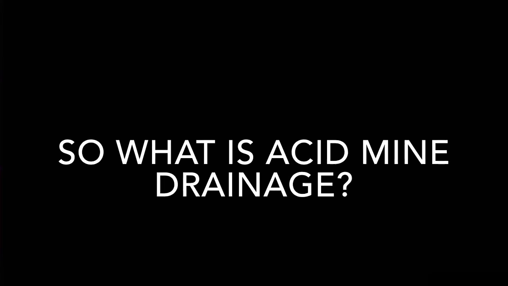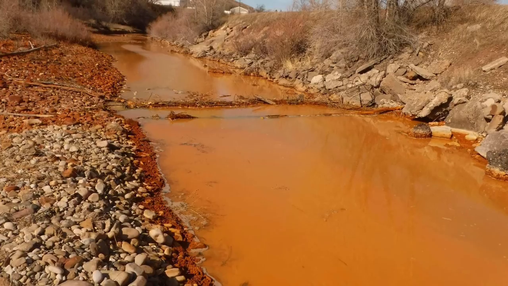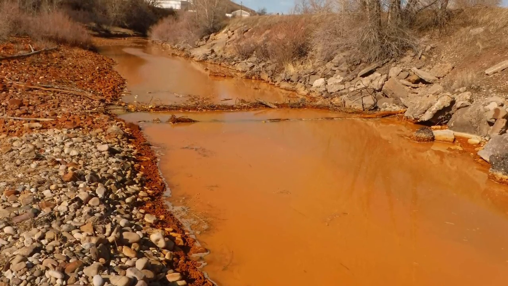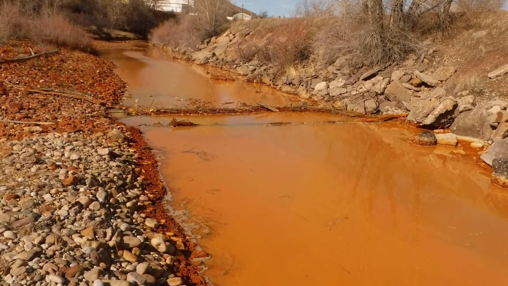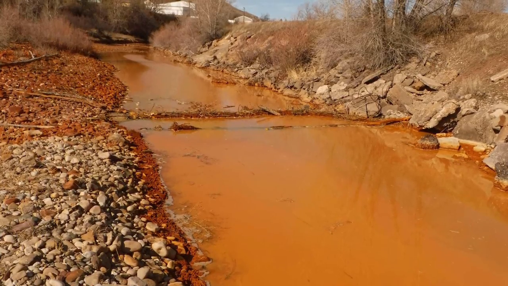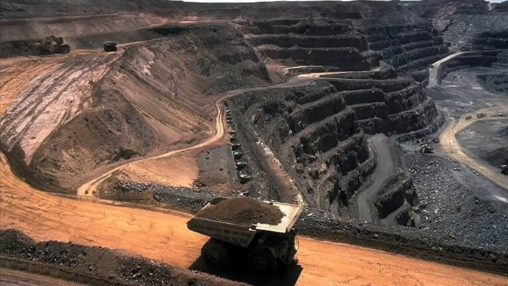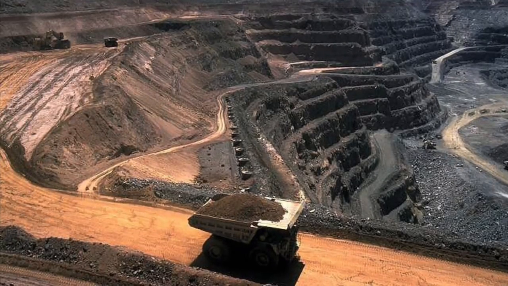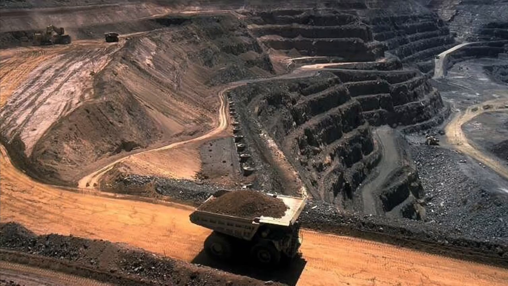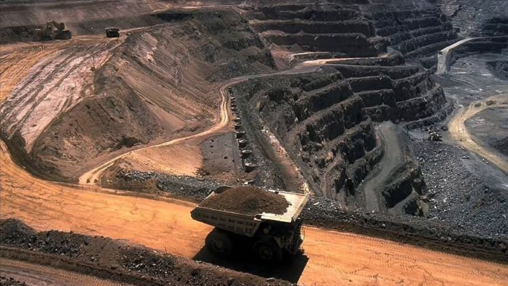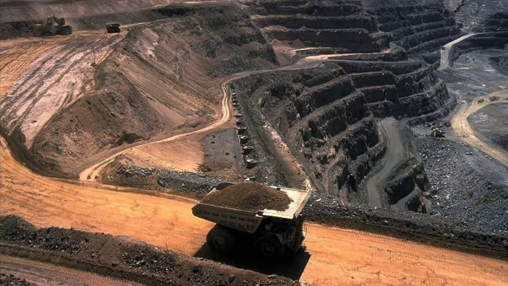So what is acid mine drainage? Acid mine drainage occurs when rocks containing iron sulfide are exposed to oxygen in the air or as dissolved oxygen in the water. This oxidizes the iron sulfide and creates sulfuric acid. These rocks that contain iron sulfide are typically located deep enough underground that they are not exposed to oxygen. But mining operations are allowing this to happen.